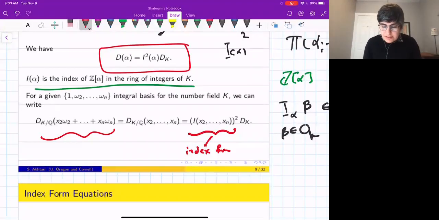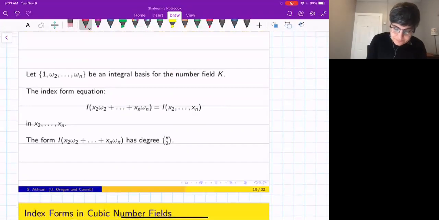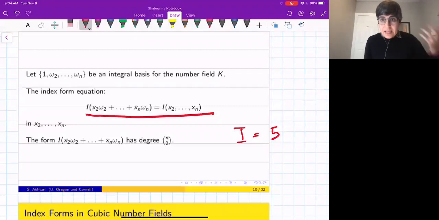And hopefully you are convinced now that solving index form equations can tell me a lot of things. By equation, I mean if I call this my index form, and then I put it equal to 1, if you can find a solution, we are very happy, we found the monogenizers. If you solve I(x_2, ..., x_n) equal to 5, and you find all of the solutions, you have found all the possibilities for alpha that generate an order of index 5 in O_K, right?